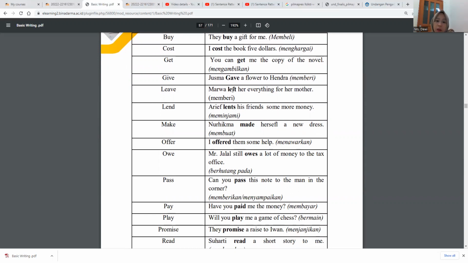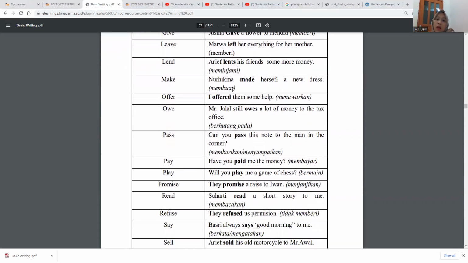Okay, the first one is made as the verb, herself is the first object, and the second object is new dress. And then we have offer. Offer is the verb, transitive verb, and then we have them as the first object, the second one is some help, and then we have owe. Mr. Jalal still owes a lot of money to the tax office. Yeah, the first one is a lot of money, the second one is the tax office, and then pass.